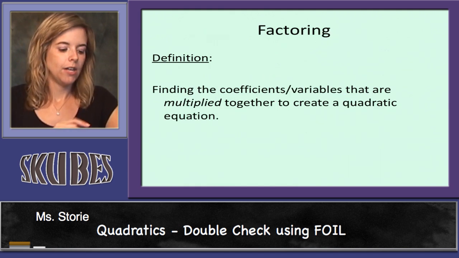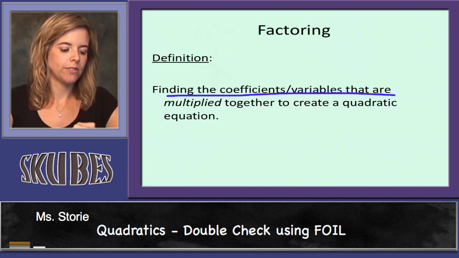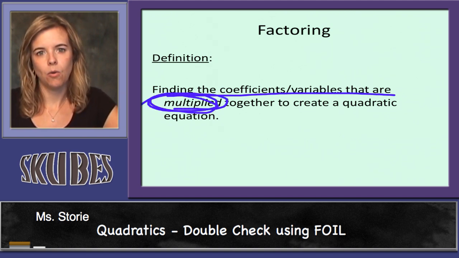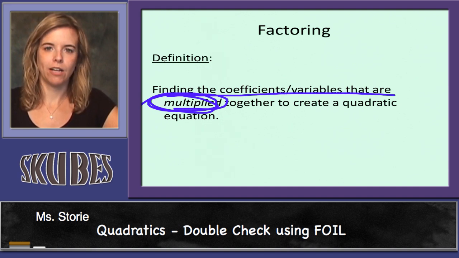Now, for factoring, when you find coefficients and variables that are multiplied, and right there is the key word, they're multiplied together to create a quadratic equation, that's what factoring is. When you see the word factor, you should automatically think, I've got to multiply something.